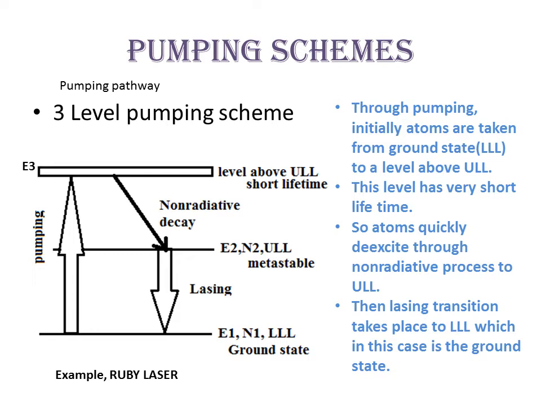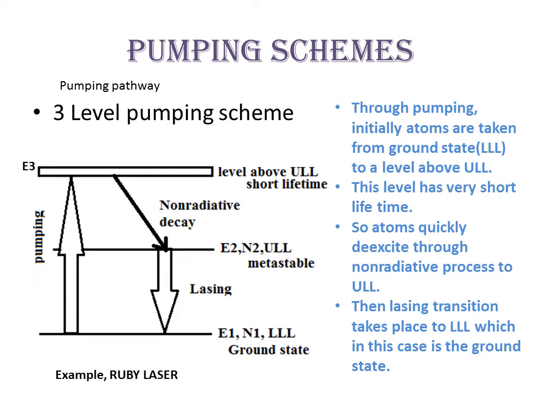The paths along which these atoms are taken from the ground state to the upper laser level, and thereafter how they reach back to the ground state, are all indicated using these arrows, which illustrate the pumping scheme. In this case, you can see I am considering 3 levels, E1, E2 and E3. The corresponding populations are shown here, N1, N2 and N3.